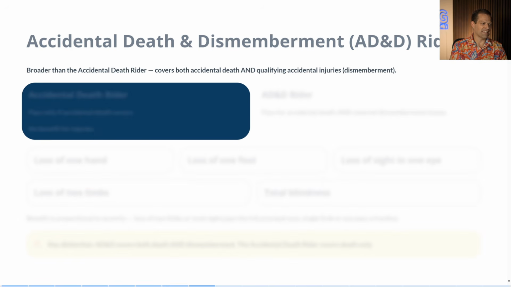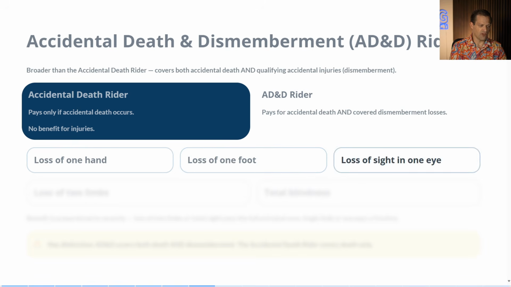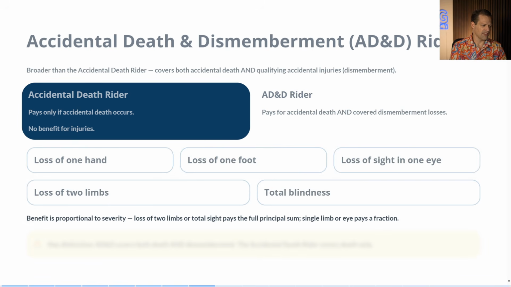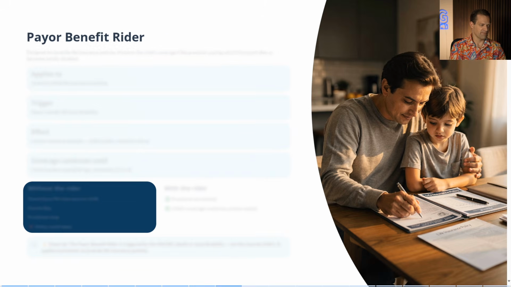So an AD&D, or accidental death and dismemberment plan, is broader than just an accidental death plan. It'll cover qualifying accidental injuries like dismemberment. Okay, so like loss of a hand, foot, eye, 2 limbs, blindness. Benefit is proportional to severity. Loss of 2 limbs or total sight pays the full principal sum. A single limb pays a fraction. Okay, so AD&D covers both death and dismemberment. The accidental death covers death only.